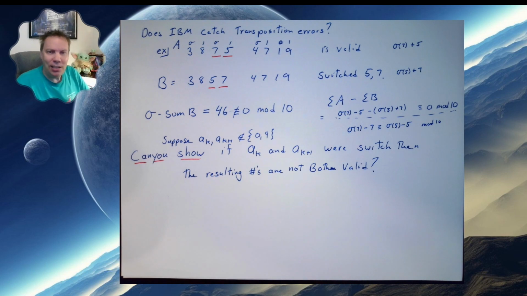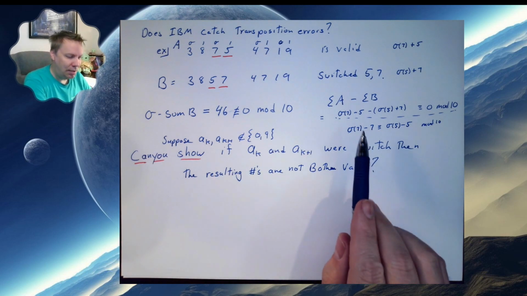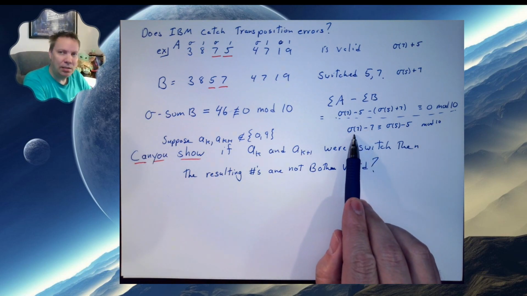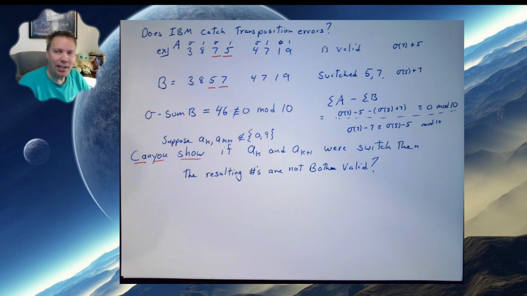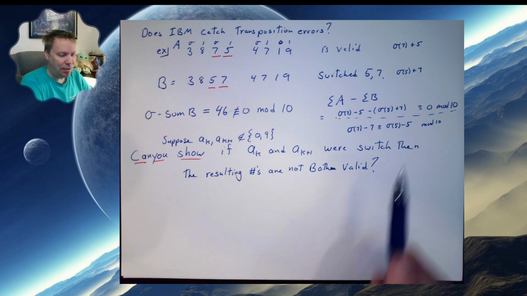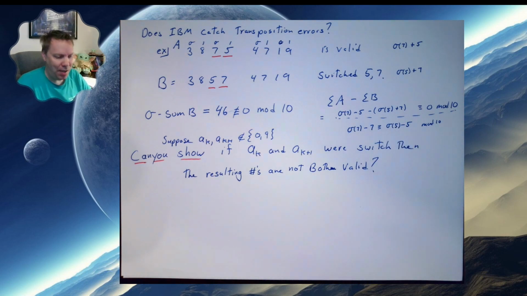And the thing is, that's not true. Sigma of 7 is 5, minus 7 is negative 2. Sigma of 5 is 1, minus 5 is negative 4. Negative 2 is not the same as negative 4, so this isn't going to work.